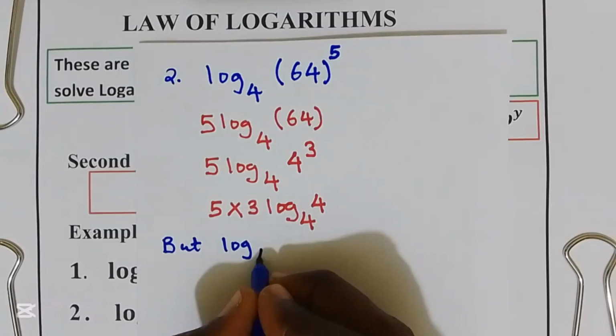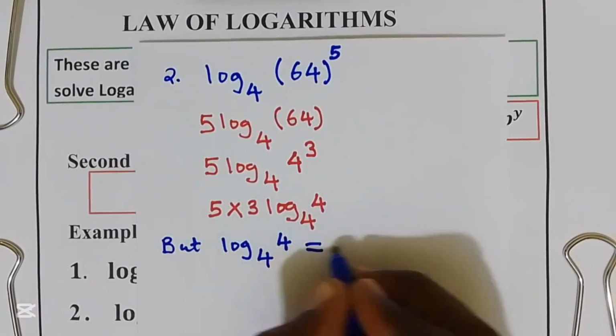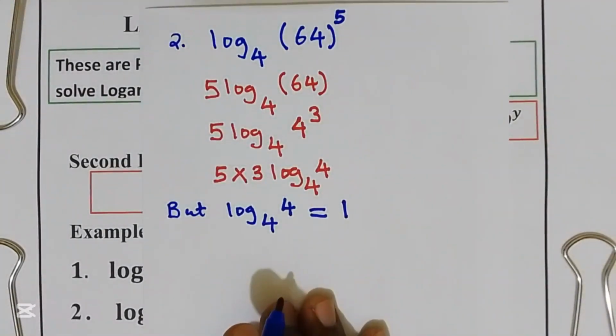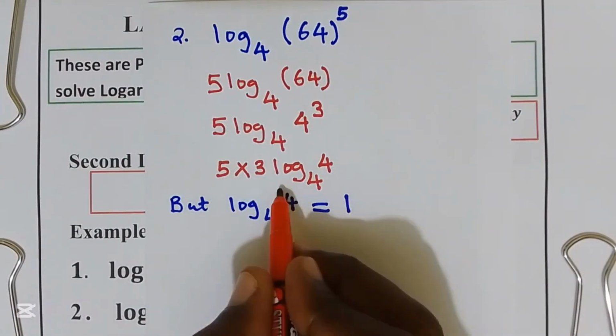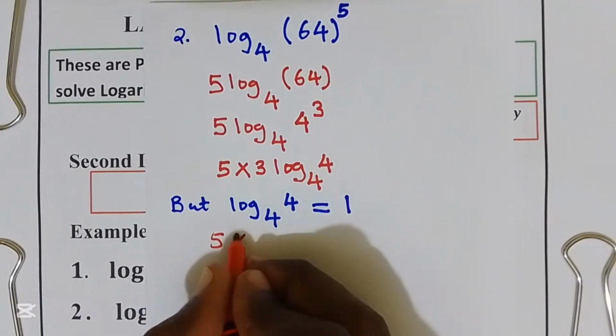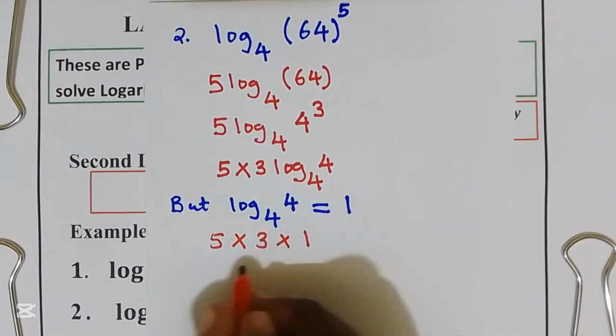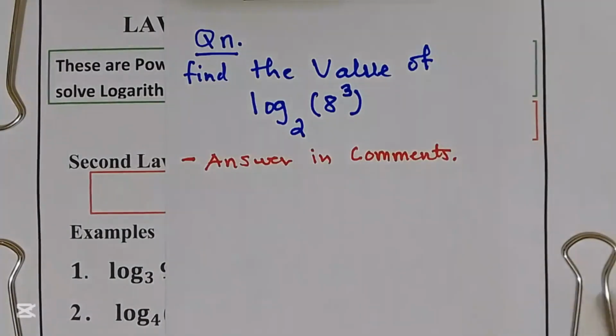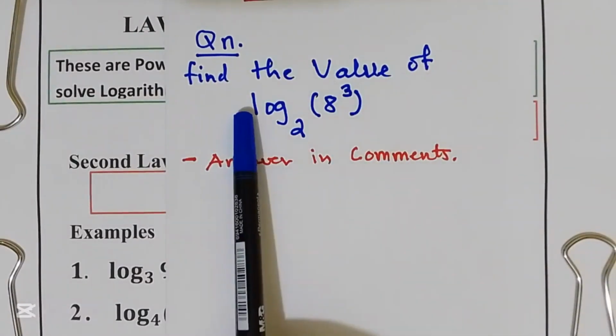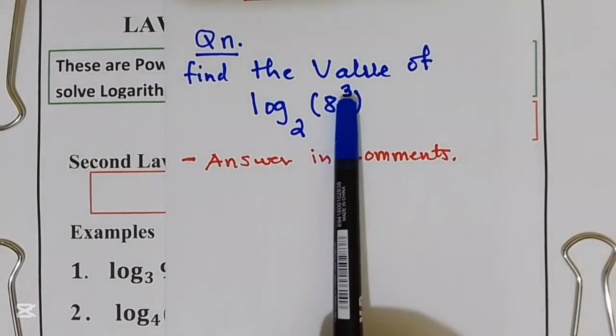But log base 4 of 4 is equal to 1. Now this is going to be 5 multiplied by 3 multiplied by 1, which is going to give us 15. Let me leave you with a question. Find the value of log base 2 of 8 raised to the power 3.